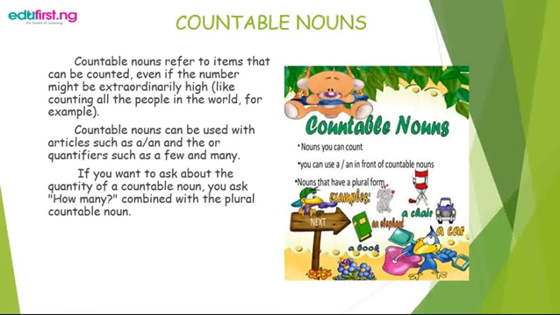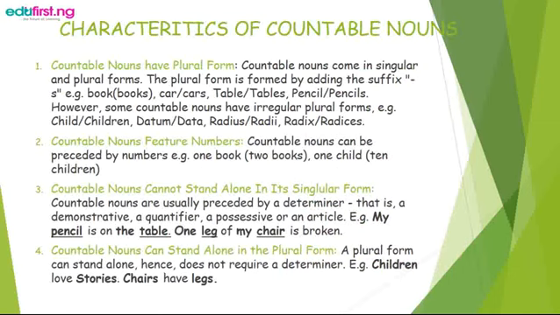Countable nouns refer to items that can be counted, even if the number might be extraordinarily high, like counting all the people in the world, for example. Countable nouns can be used with articles such as a or an and the, or quantifiers such as a few and many. If you want to ask about the quantity of a countable noun, you ask how many, combined with the plural countable noun. The characteristics of countable nouns.